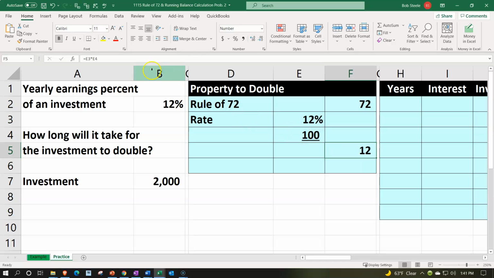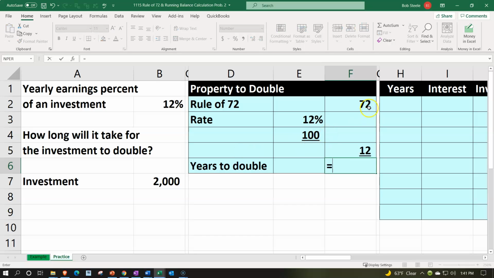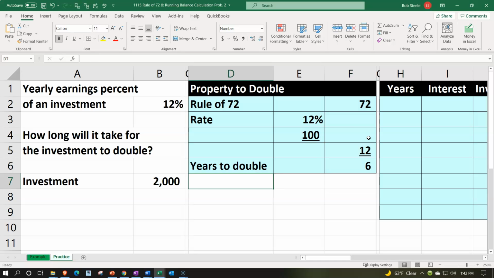And then I'm going to underline it, font group and underline. And this is going to be the years to double, which is going to be equal to the 72 divided by the 12, which is going to be F2 divided by F5. And there we have it.